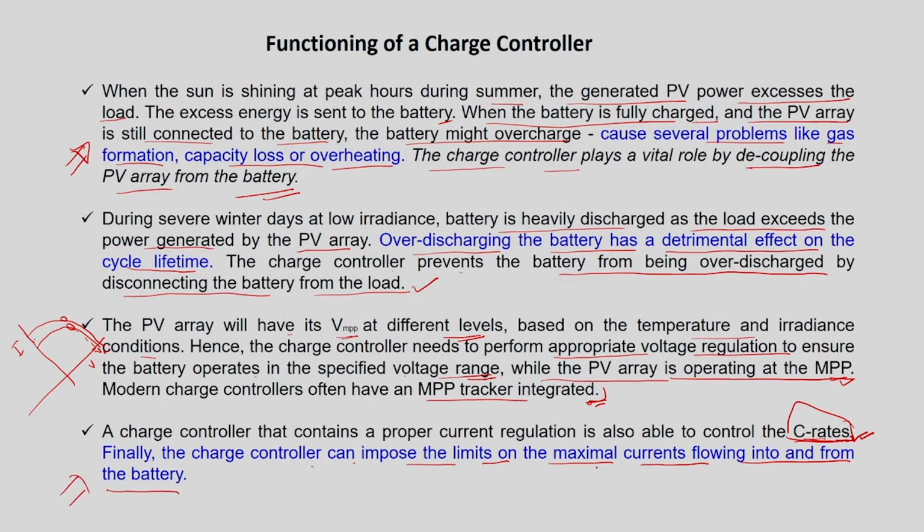So, if we consider this is the PV array, and we have a battery, and then we have maybe an inverter or maybe a utility, maximum current flows from here to here, and maximum current flows from the battery to the inverter or maybe some utilities.